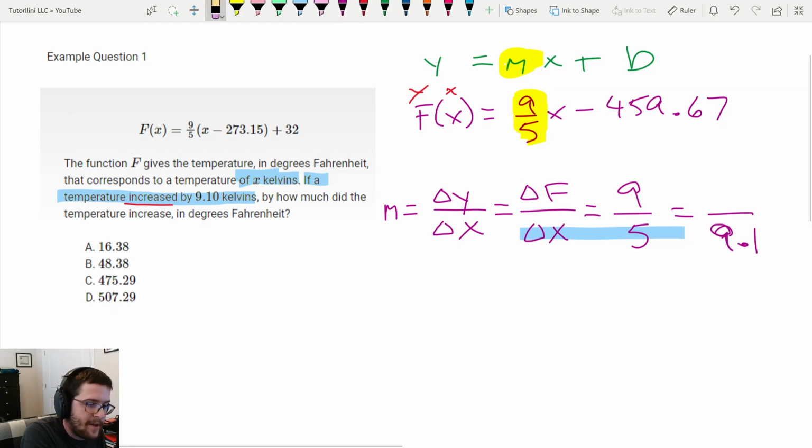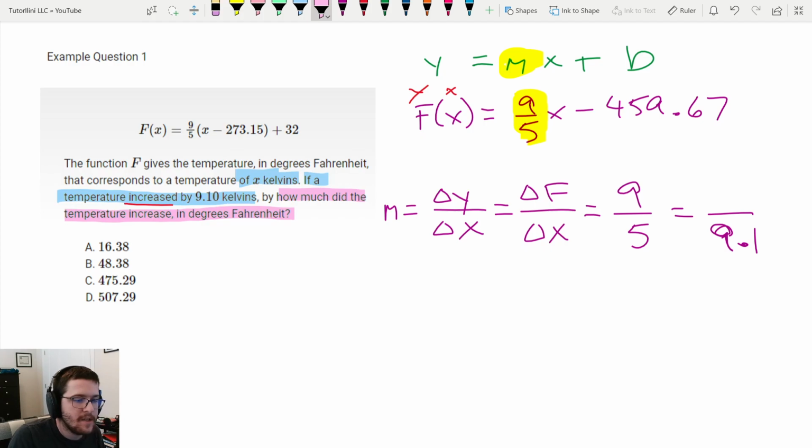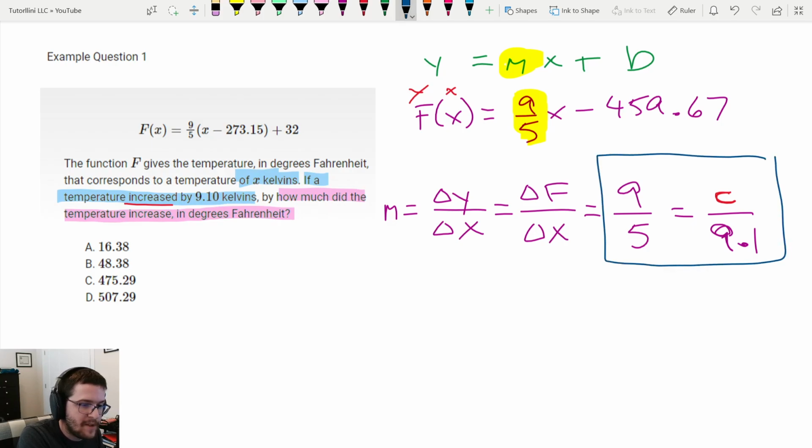Great. Now, it wants to know how much did the temperature increase in degrees Fahrenheit. So it wants to know what's the delta F. I don't want to use too many F's and X's because it'll get confusing. So I'm trying to think of another letter I could use. Why don't I just use little c, like for change or something? So we're going to put that here, and now we've set up a little equation that we can solve.